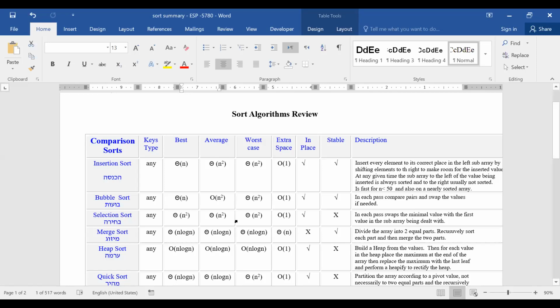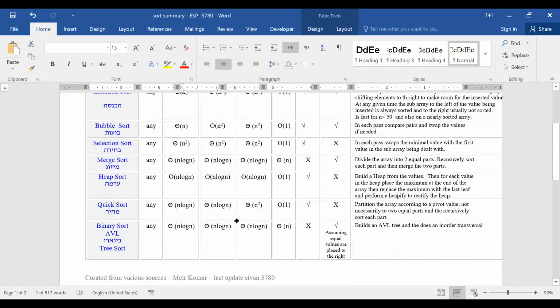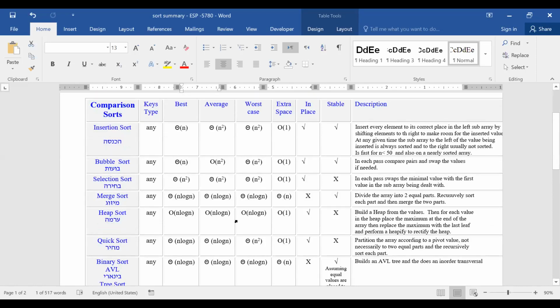So let's say bubble sort. Why is the average case O of n squared, not theta of n squared? Exactly, that's what I was looking at just now, because I'm saying, why is it O? Because the average case includes.